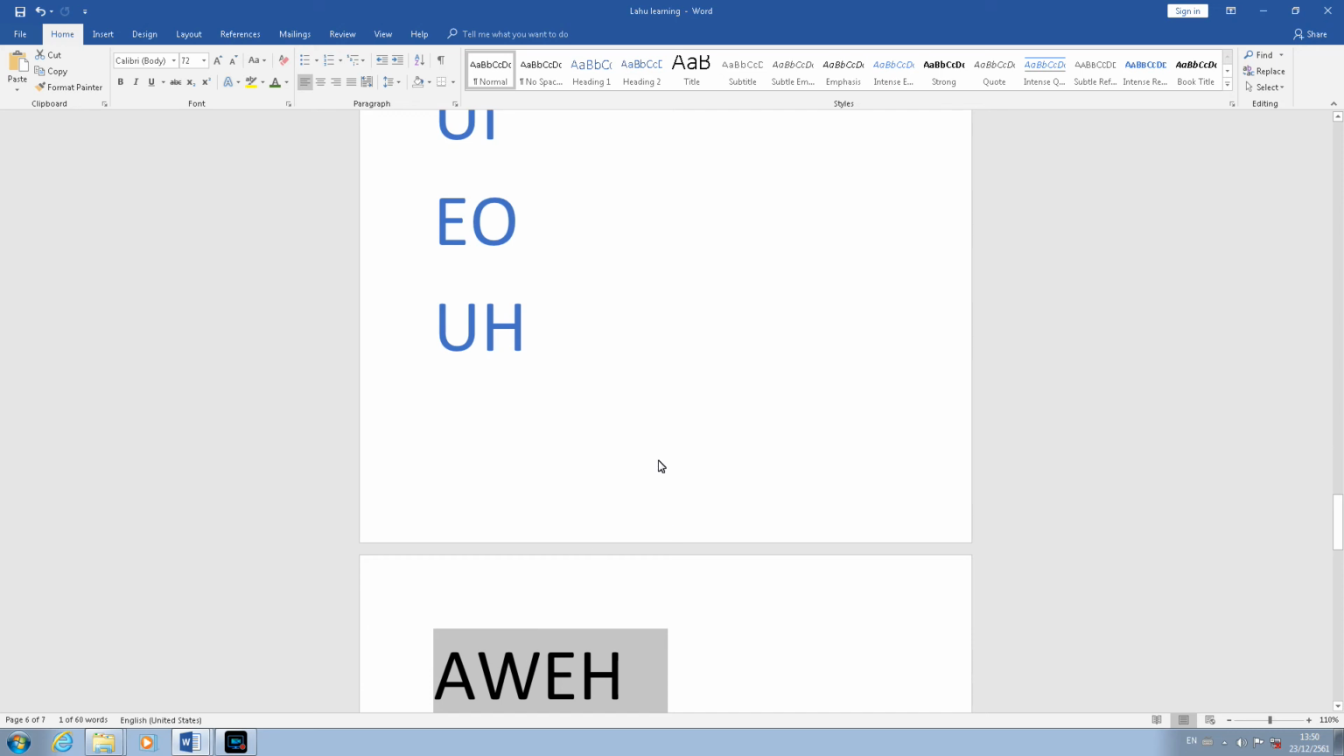So hopefully this Lahu vowel lesson helps. We hope you understand the Lahu vowels.